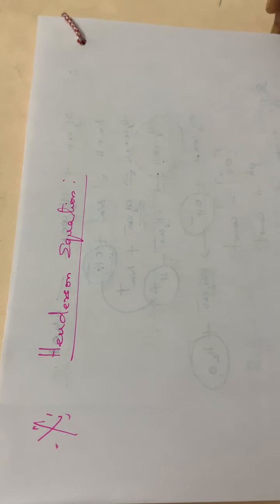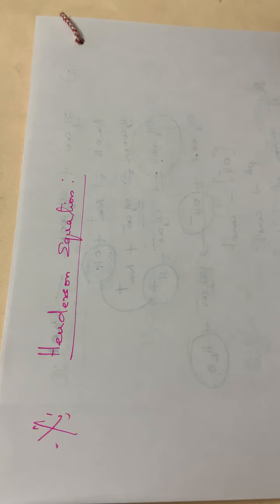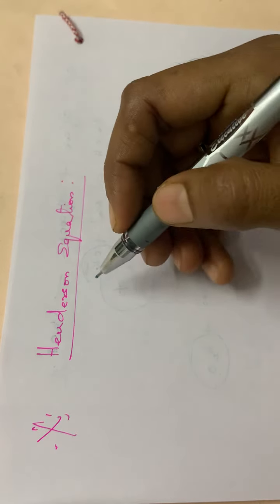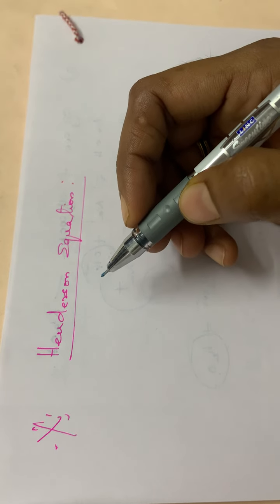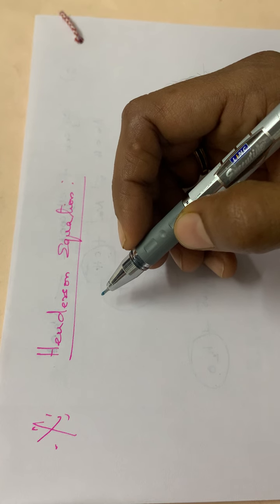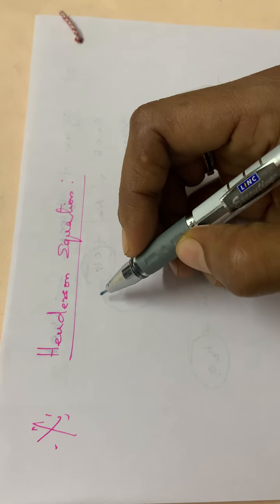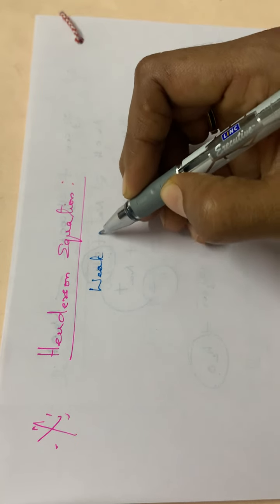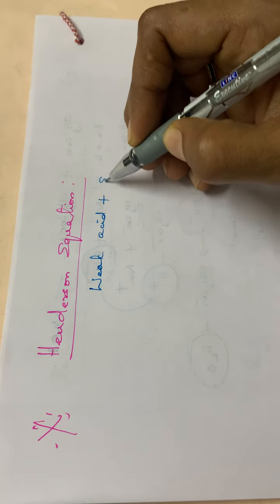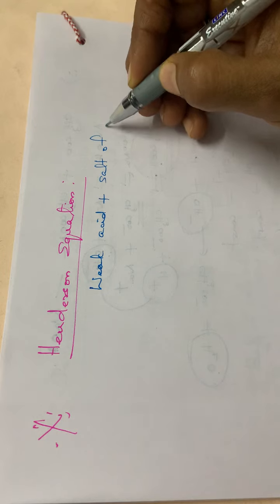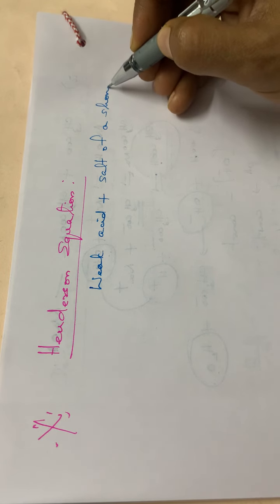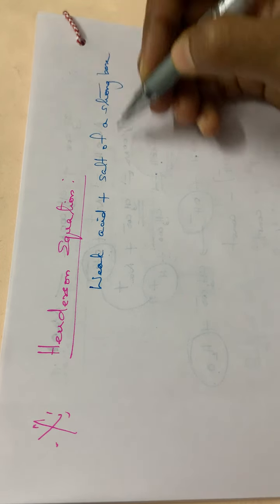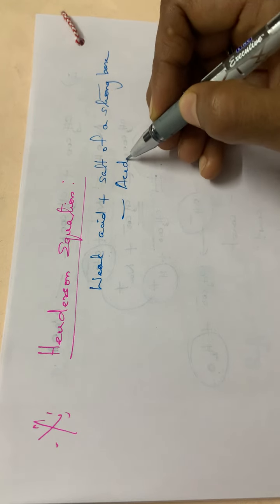Henderson equation. So consider an acidic buffer solution. An acidic buffer solution means it will have a weak acid plus a salt of a strong base. So this is an acidic buffer solution.